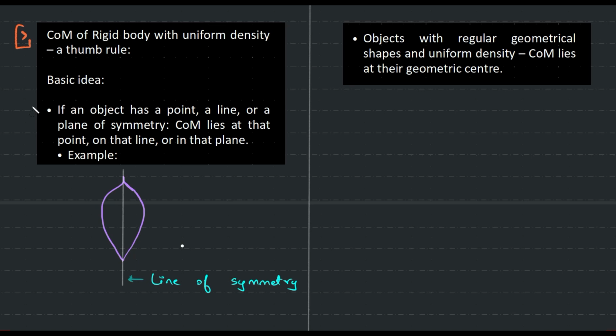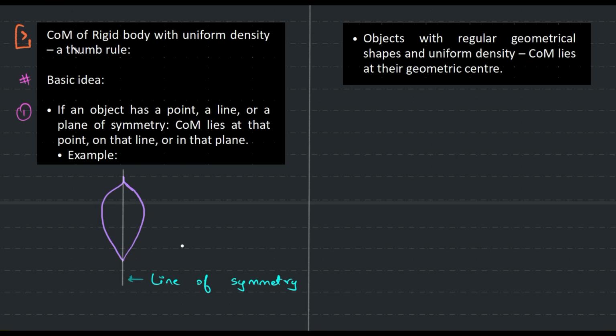So there are a few basic ideas. You can take it as not a law exactly, but a general observation. The first thing is, if an object has a point or a line or a plane of symmetry, I hope you understand what symmetry means. For example, this structure is symmetrical along this line.